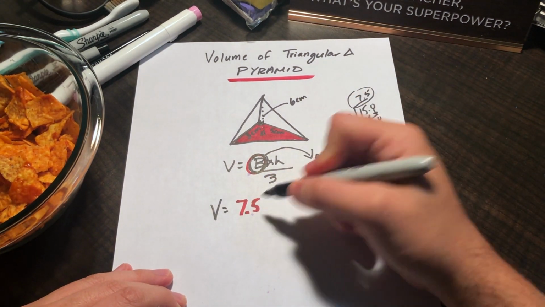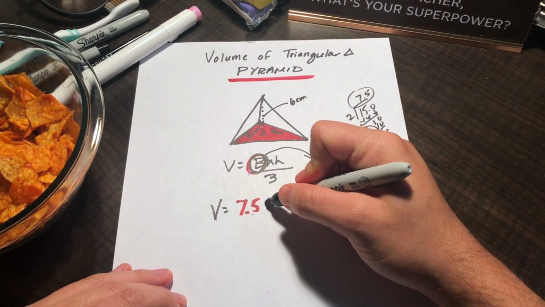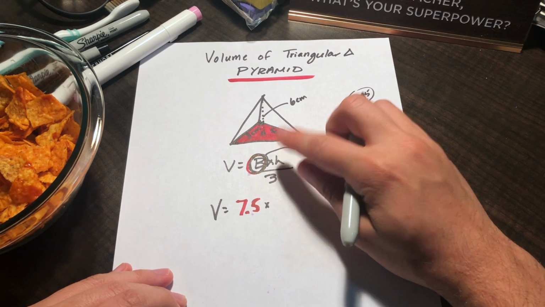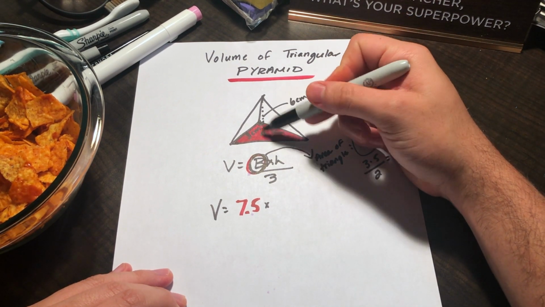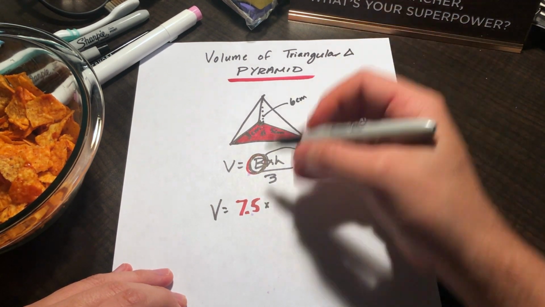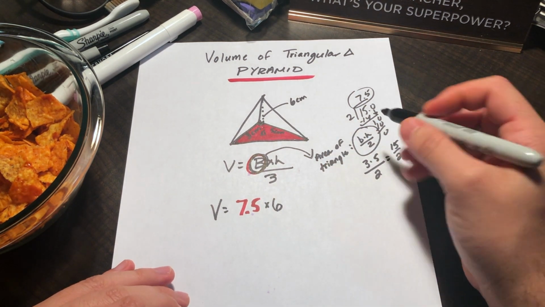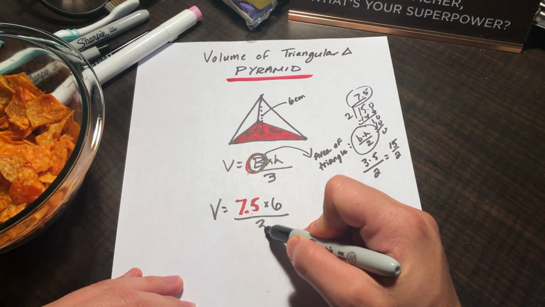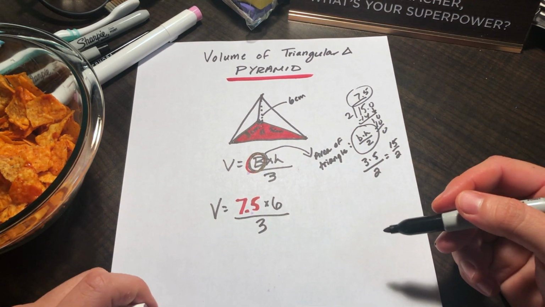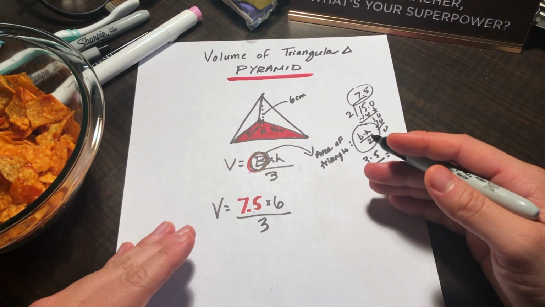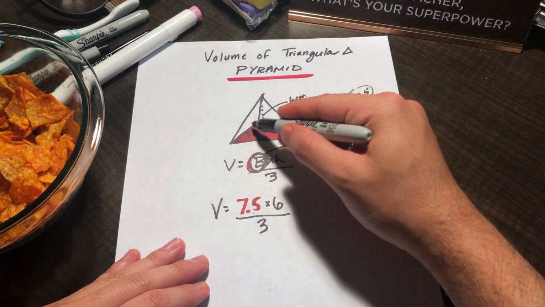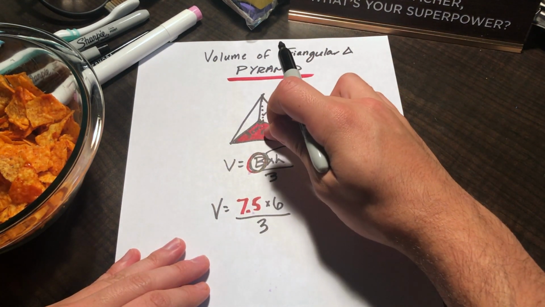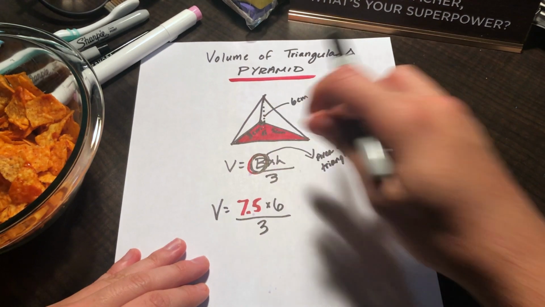Okay, so let's rewrite this. Volume equals 7.5 times, what's my height? Remember, what's the height of this pyramid? There it is. Times 6. And don't forget, divide by what at the end? Divide by 3. The hardest part for this shape is making sure that you find the area of the base and that it's a triangle base.